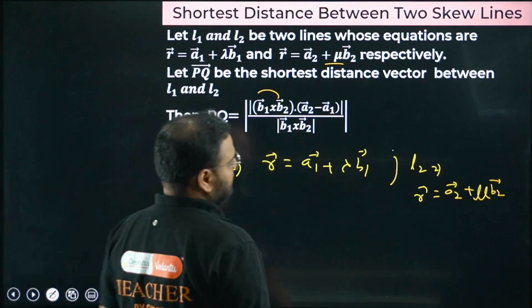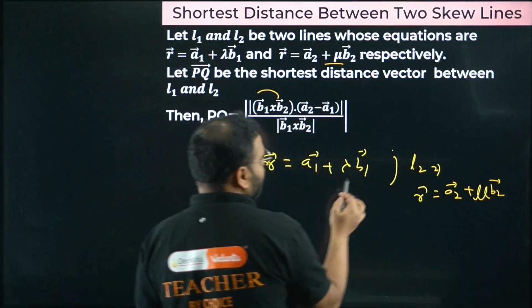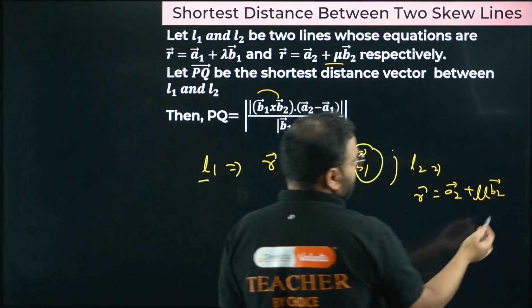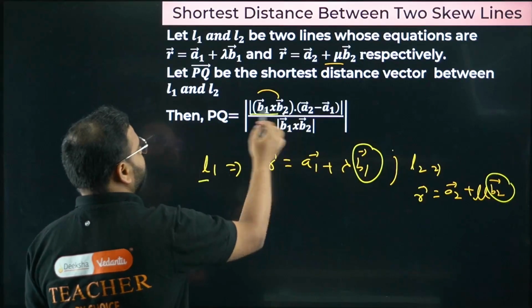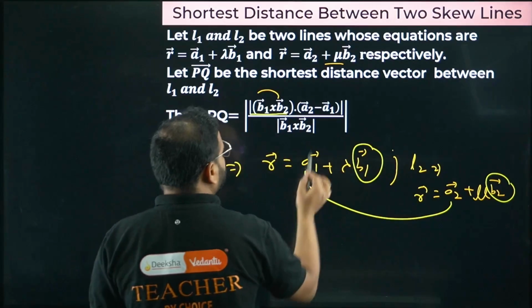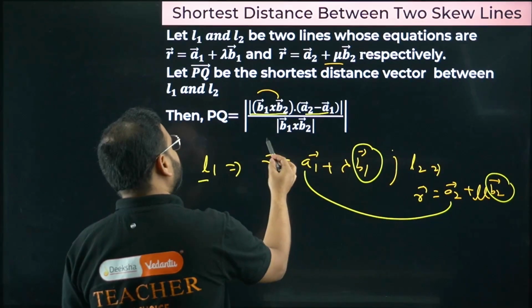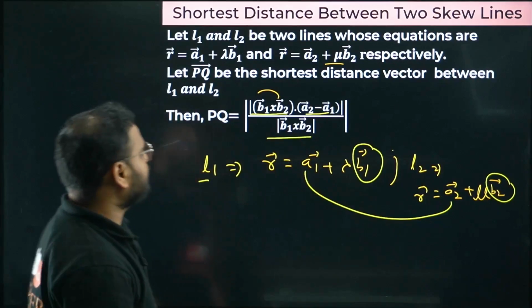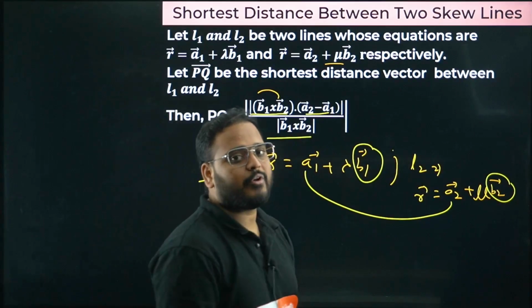So if I do that, check here, the line L1 is parallel to b1 and the line L2 is parallel to b2. So you're going to take the cross product of those two vectors: (b1 cross b2) dot (a2 minus a1), divided by the modulus of b1 cross b2. Please check. Okay, this is the formula for your shortest distance.